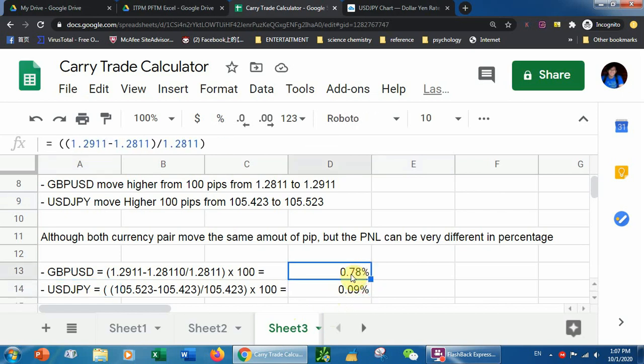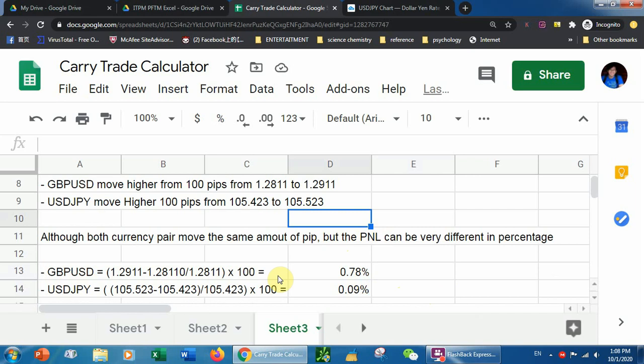So if you are calculating your portfolio based on pips, you're basically having very biased data, a very biased comparison. This will actually affect you later when you try to calculate the volatility of your portfolio and the returns of your portfolio.